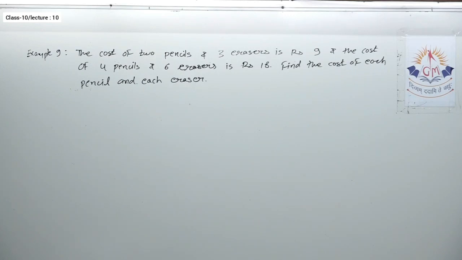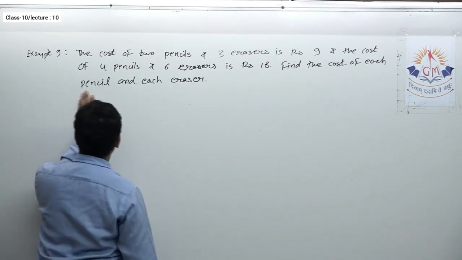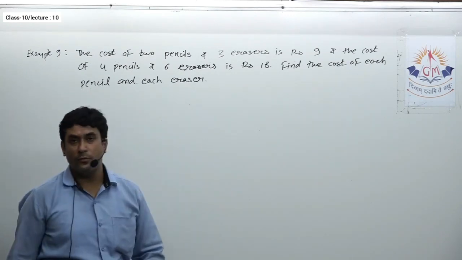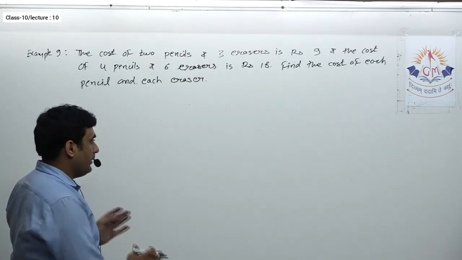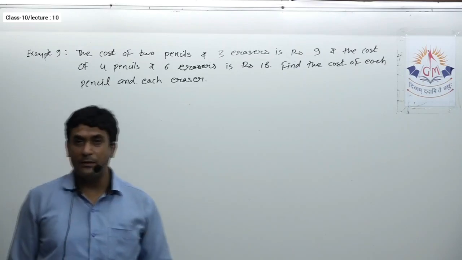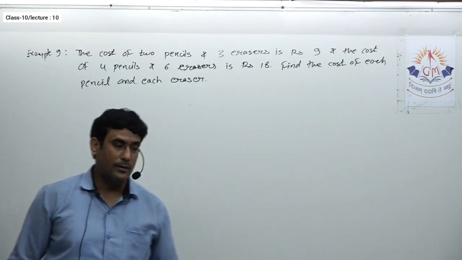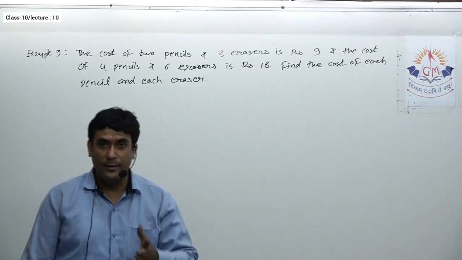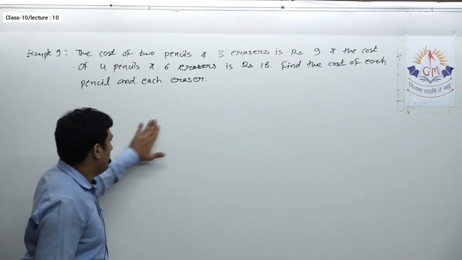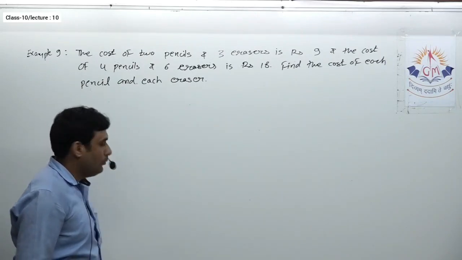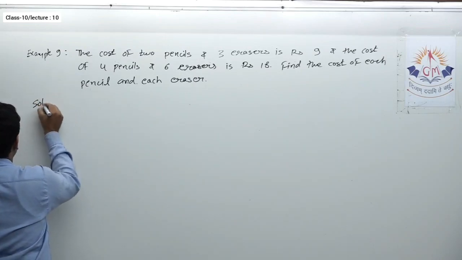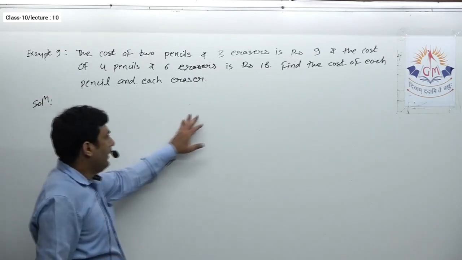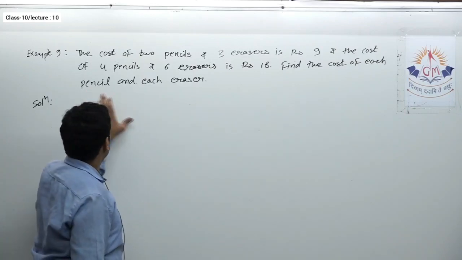Okay, so here again we'll use the method of substitution. However, it is not written in the question that you have to solve it by the method of substitution. And whenever it is not written by which method you have to solve the question, then you are free to use any method. But over here, as we started the substitution method, for more practice we'll use that method only. So here you have to find the cost of each pencil and each eraser.